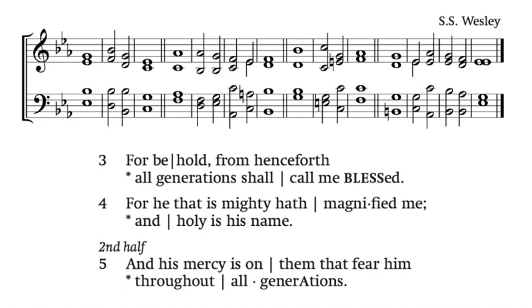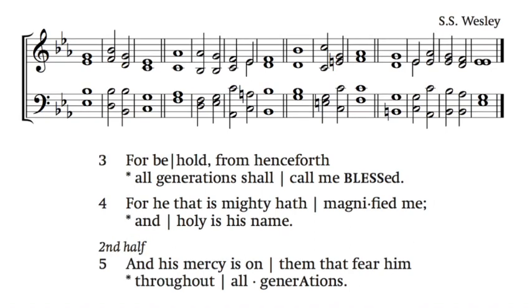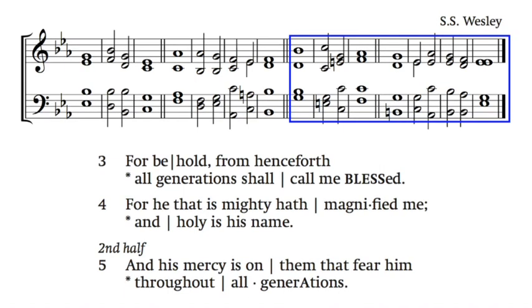Notice that this chant tune by Samuel Sebastian Wesley is a double chant, with 14 measures of music in the tune. The notation second half, which you can see above verse 5 in italics, means that rather than starting the chant tune over again on verse 5, the singers should repeat only the second half of it again. I will sing verses 3 through 5 so that you can hear how that works.